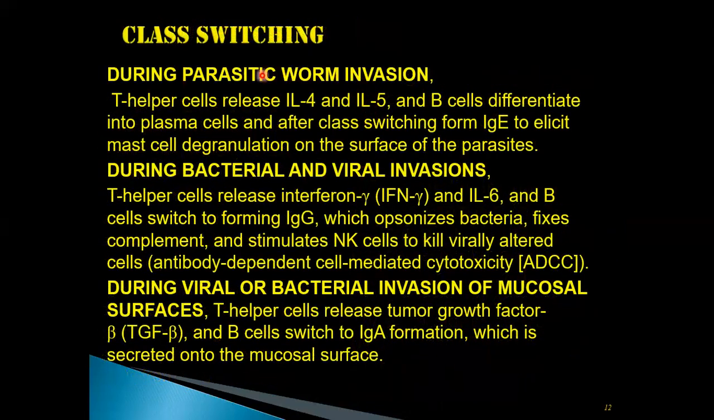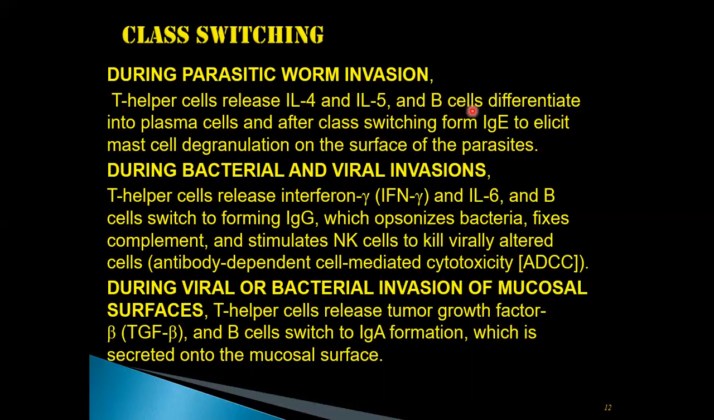During a parasitic or worm invasion, if a worm or a parasite has invaded, the T helper cell releases interleukin 4 and interleukin 5. Important. So if a parasitic infection is there, let's say in the gut some parasites are present, in the connective tissue, the T helper cells will release interleukin 4 and 5.